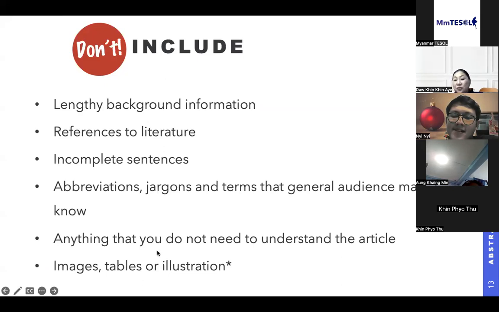Don't include anything you do not need to understand the article. It's not a rubbish bin, not a trash bin. What you need is a kind of treasure box that you can run away with.